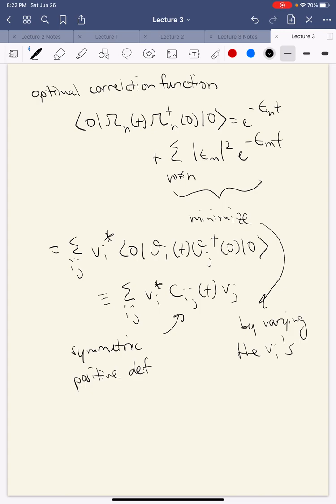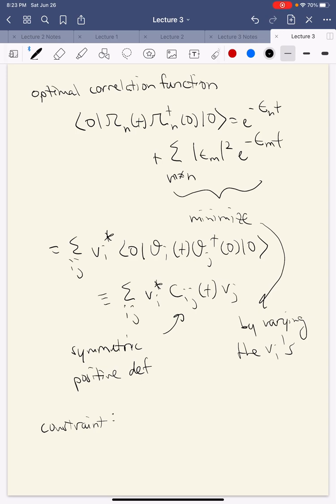Okay, so how do we minimize this? When we talk about using the variational principle and minimizing something, we typically will impose some set of constraints and then use Lagrange multipliers in order to impose those constraints.